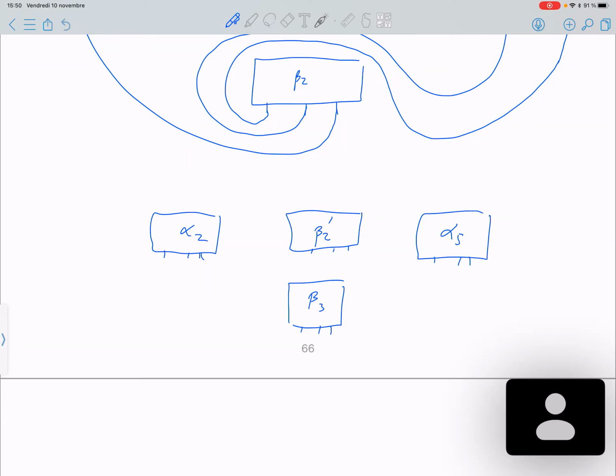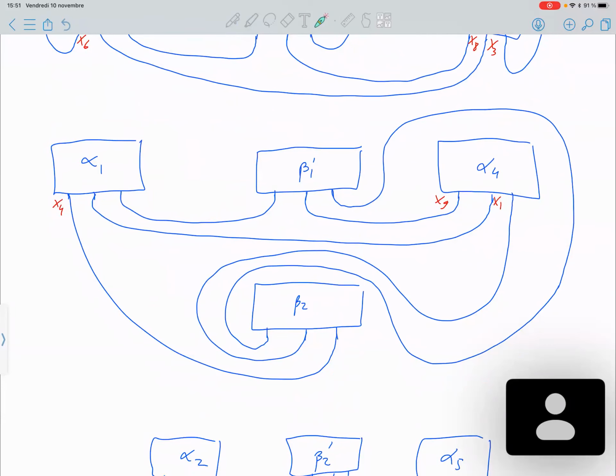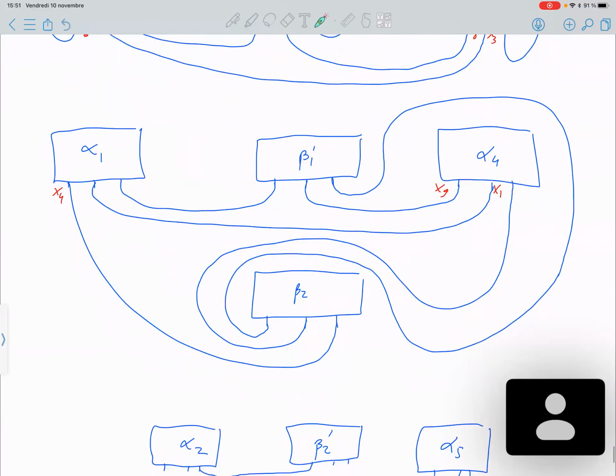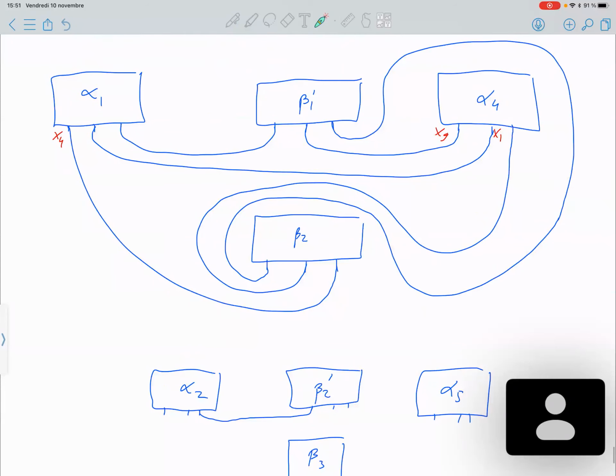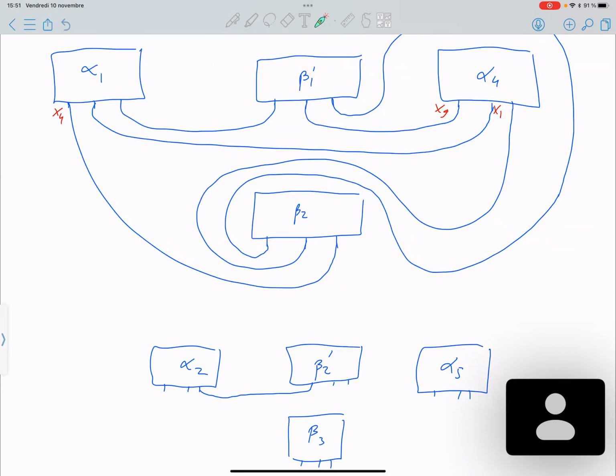In fact, this is exactly the same as before. This is the same picture as before, completely similar. You just have to replace alpha 1 by alpha 2, beta prime 1 by beta prime 2, alpha 4 by alpha 5, beta 2 by beta 3. And the object x4 will be x5, x9 will be x7, and x1 will be x2.